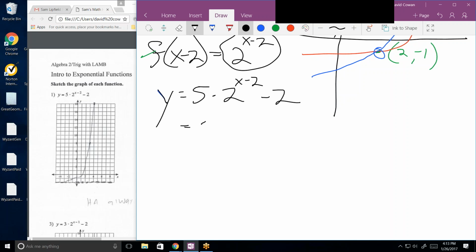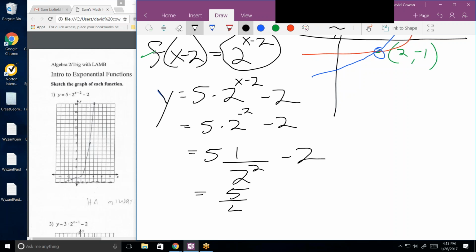So I get 5 times 2 to the negative 2 minus 2. So what's that? 5 times 1 over 2 squared, minus 2. That's 5/4 minus 2, which is equal to negative 3/4. So that point, yeah, you crossed it absolutely perfectly. At some point you must have figured out how to figure out the y-intercept.